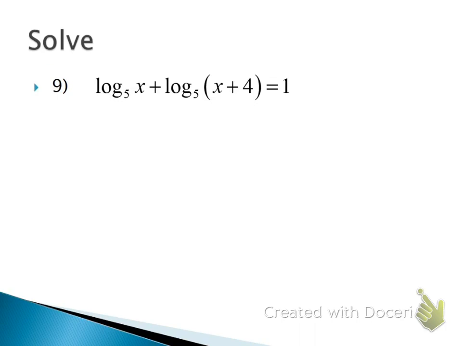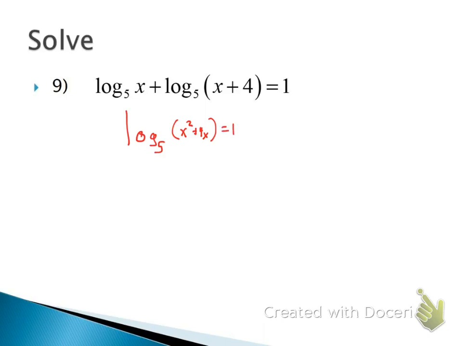Okay, I got log base 5 of x plus log base 5 of x plus 4. How do I rewrite that? John? You can multiply the x and x. Very good. We're going to combine those two logs on the left, and rewrite this as log base 5 of x times x plus 4, which becomes x squared plus 4x. Y'all agree with me? Equals 1.